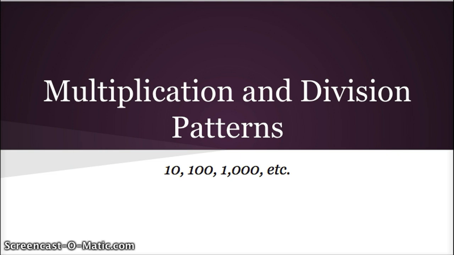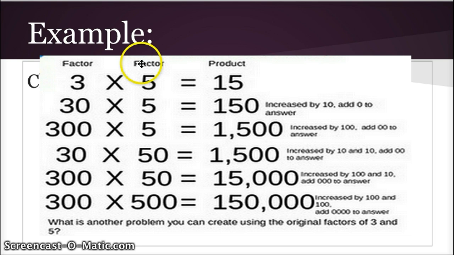So let's just kind of review from whole numbers. So you have 3 times 5 would be 15, and then I'm going to move to the next place by doing times 10. So it'd be 30 times 5 is 150, so I've increased by 10, so you're going to add a 0 to your answer.